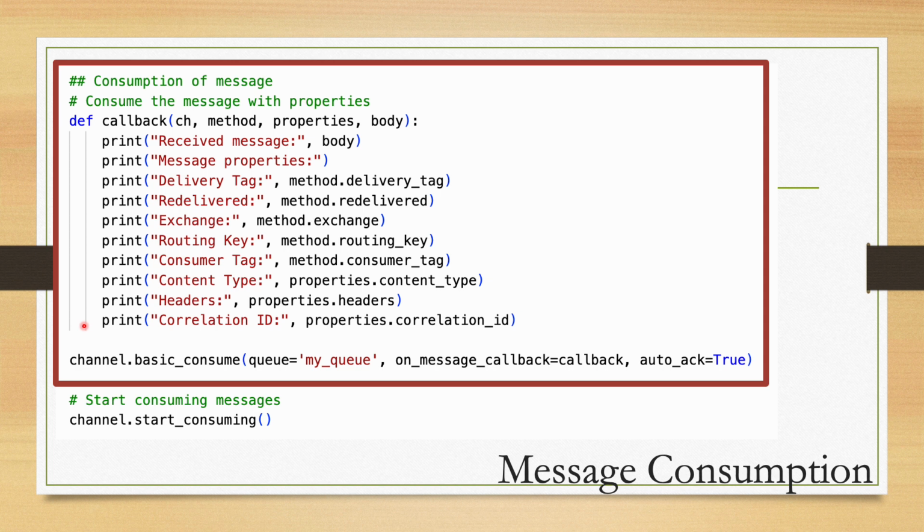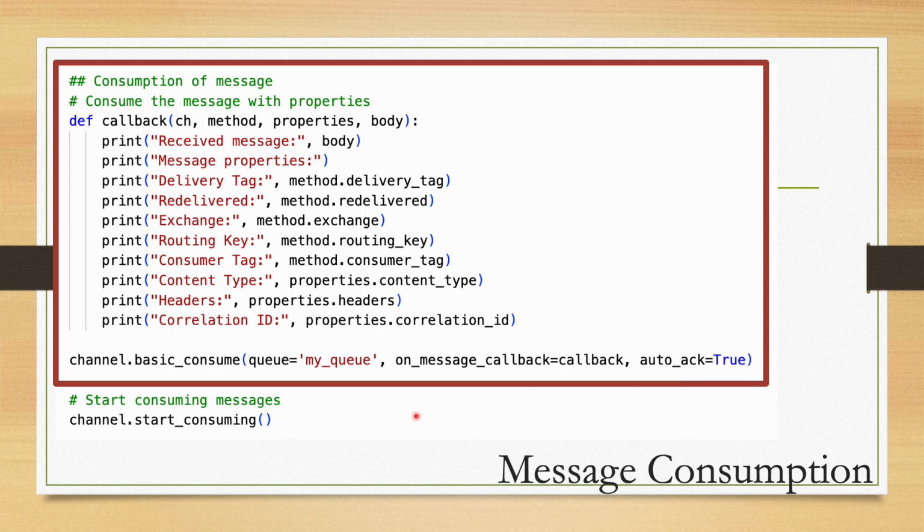Next, the code uses channel.basic_consume to start consuming messages from the queue named my_queue. It takes the queue parameter as the name of the queue to consume from and the on_message_callback parameter as the callback function to invoke when a message is received. The auto_ack equals true parameter enables automatic acknowledgement of messages. This means that RabbitMQ will consider messages as acknowledged as soon as they are delivered to the consumer. You can modify this behavior based on your application's requirements.